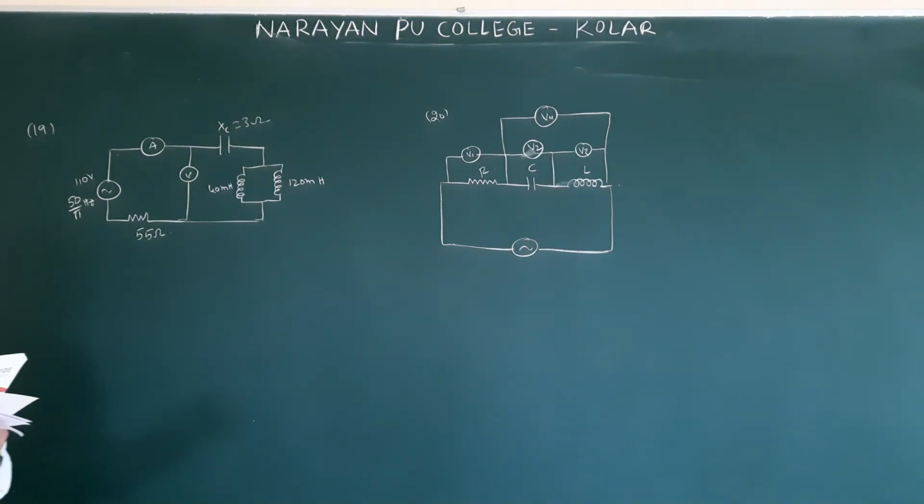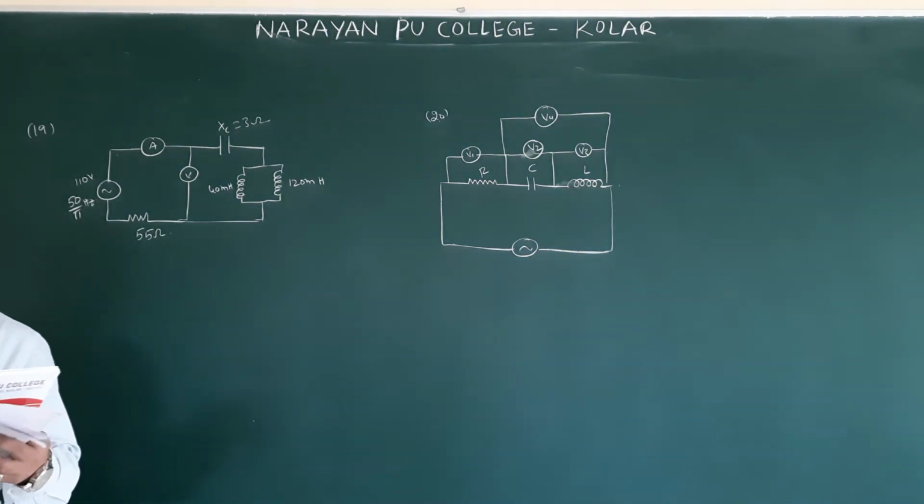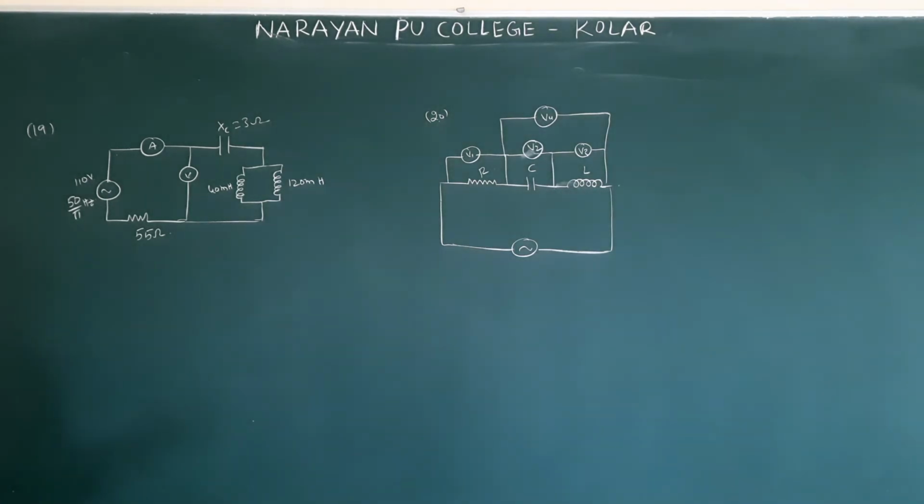See, omega equal to omega naught means resonance. At resonance, both current and voltage will be in the same phase. Therefore, B is matching with 2. B is matching with 2.